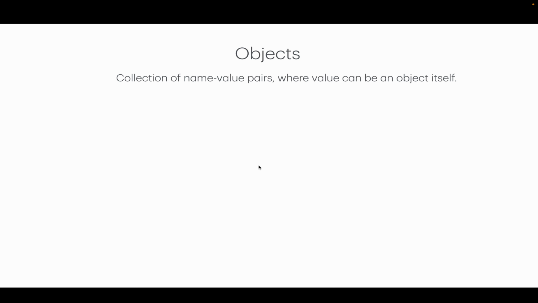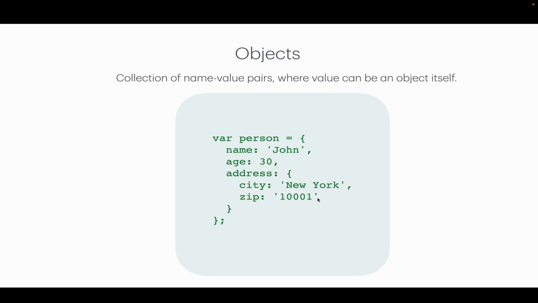Let's see, to understand this in detail, let's see how do we write objects in JavaScript. This is a simple example of object where person is the name, and as the value we are having a list of name value pairs. Name John, age 30, and address, it's again going to have a list of name value pairs, and these name value pairs are enclosed within the curly braces. This is nothing but what we call in JavaScript object literal syntax.